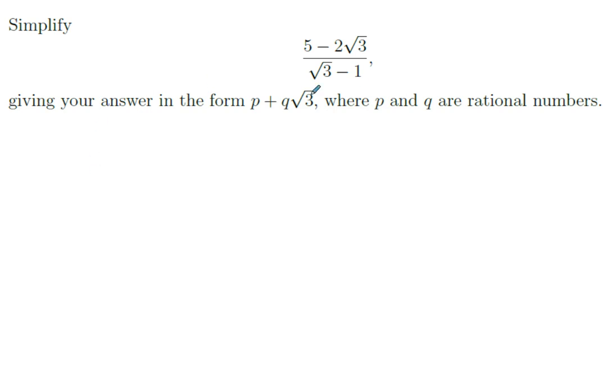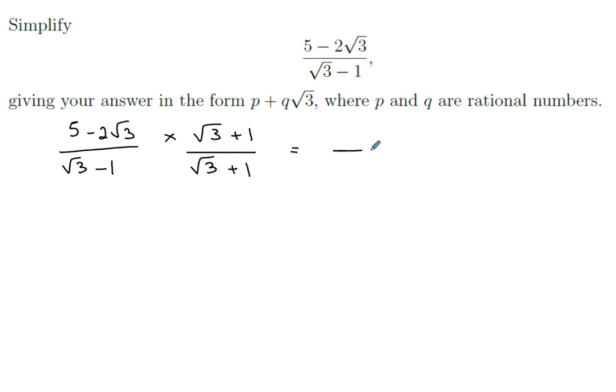Simplify that. So again, we know we're going to multiply top and bottom by surd 3 plus 1. Okay, so 5 minus 2 surd 3 over surd 3 minus 1, times surd 3 plus 1 over surd 3 plus 1. Okay, let's do the bottom one first. Surd 3 times surd 3 is 3, minus 1 times 1 is 1. So we've got 2 there. Okay, now we go expand that one there.